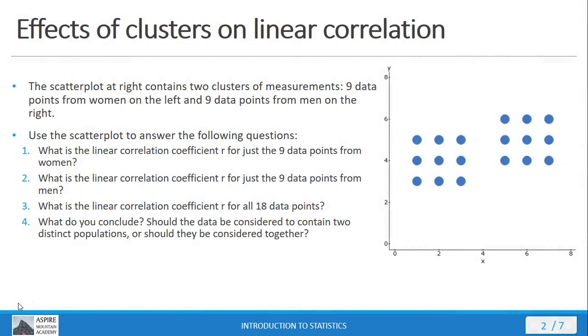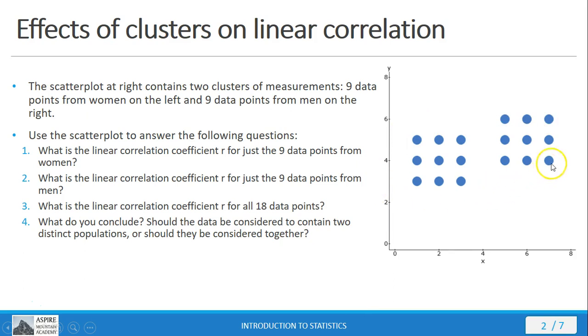So here we have an example problem where we've got data that's appearing in clusters on our scatter plot. You've got 9 data points over here that come from women and 9 data points over here that come from men. What they represent, we're not really told, but that's not material to the question at hand because look what we're asked. What's the value for the linear correlation coefficient for just the data points that come from the women? Do the same thing for just the men.